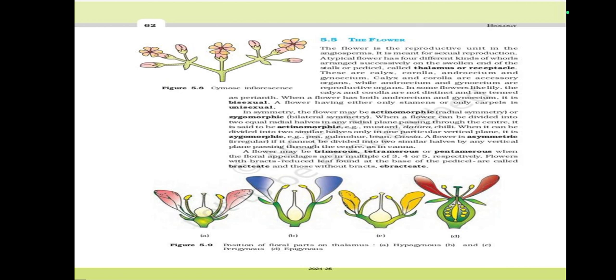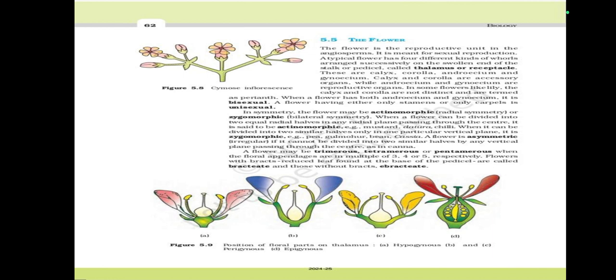Calyx and corolla are accessory organs, while androecium and gynoecium are reproductive organs. In some flowers like lily, the calyx and corolla are not distinct and are termed as perianth. When a flower has both androecium and gynoecium, it is bisexual. The flower having either only stamens or only carpels is unisexual.